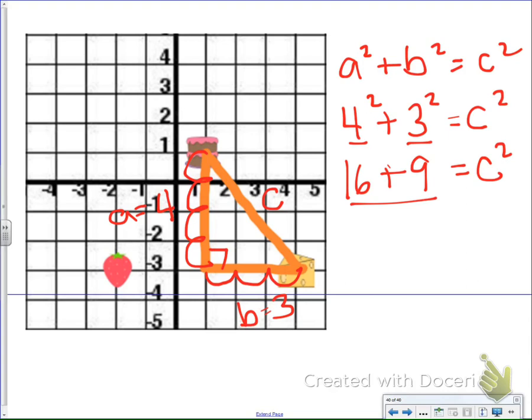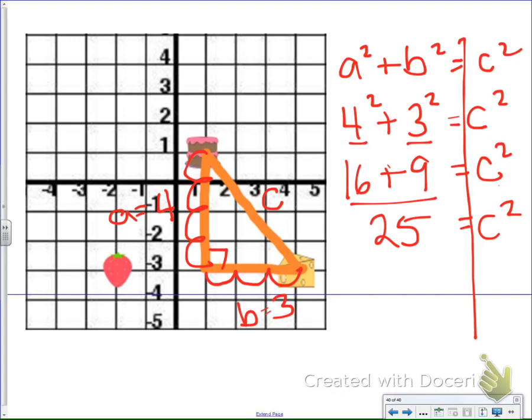Keep it on the same side here, guys. I have a lot of people who want to add that 25 and then put it over where the C is. Keep it all on one side of the equal sign. Treat it like an equation. It's going to make sure we don't get things mixed up. So 16 plus 9, like I said, is 25, and that equals C squared.